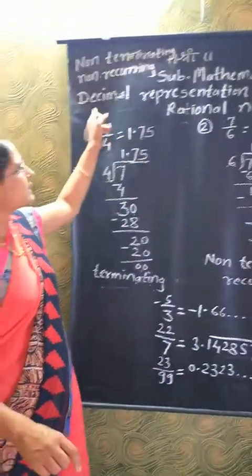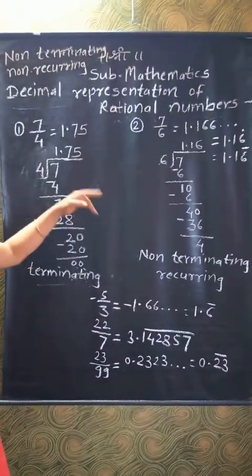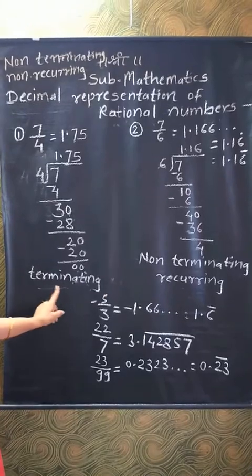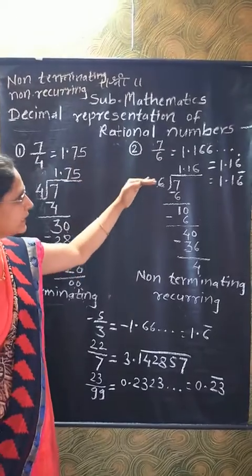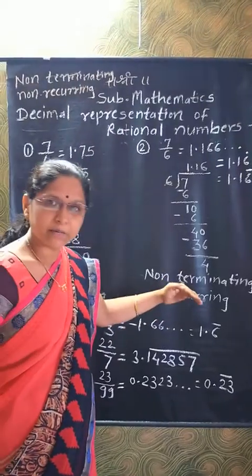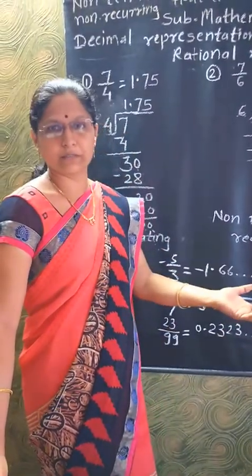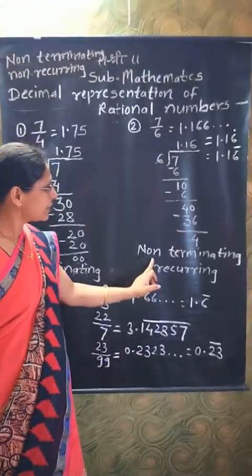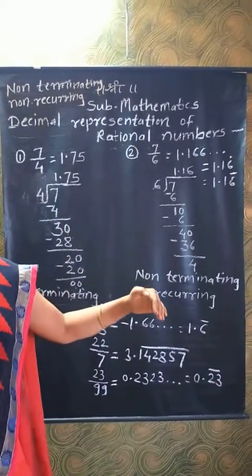Here we write the decimal representation of rational numbers. 7 upon 4 is equal to 1.75. The process of division stops, therefore this process is terminating, and this number is a rational number. In other examples, the process of division doesn't stop, so it is non-terminating, but a digit or group of digits comes again and again in the quotient. Therefore, these are all non-terminating recurring decimals. These are also rational numbers.